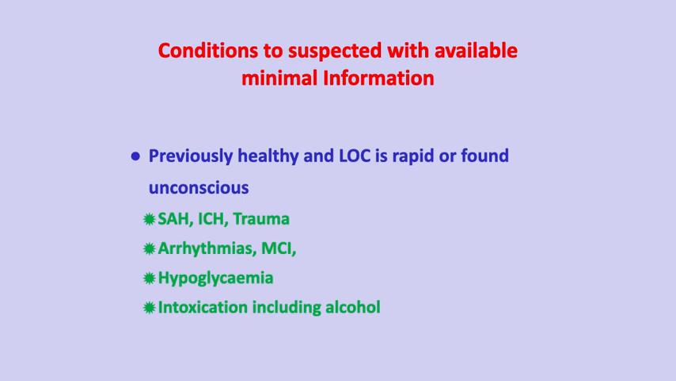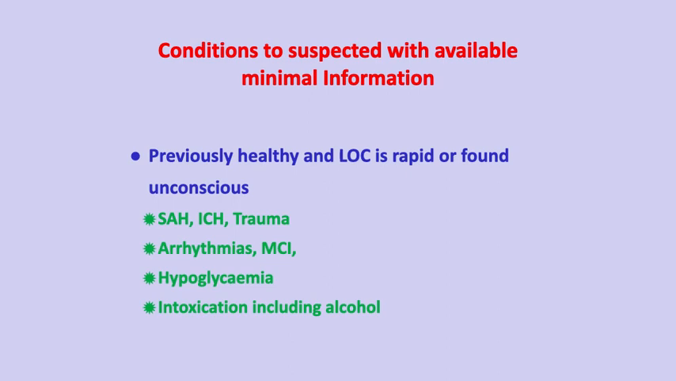If there is a patient who has been previously healthy and had a rapid loss of consciousness, or if the patient is found to be unconscious in the morning, or maybe on a bed, roadside, or in a supermarket, the conditions of sudden onset should be considered, like subarachnoid hemorrhage, intracranial hemorrhage, or trauma. Arrhythmias and myocardial infarction can cause a sudden drop of blood pressure and the patient may be unconscious thereafter.